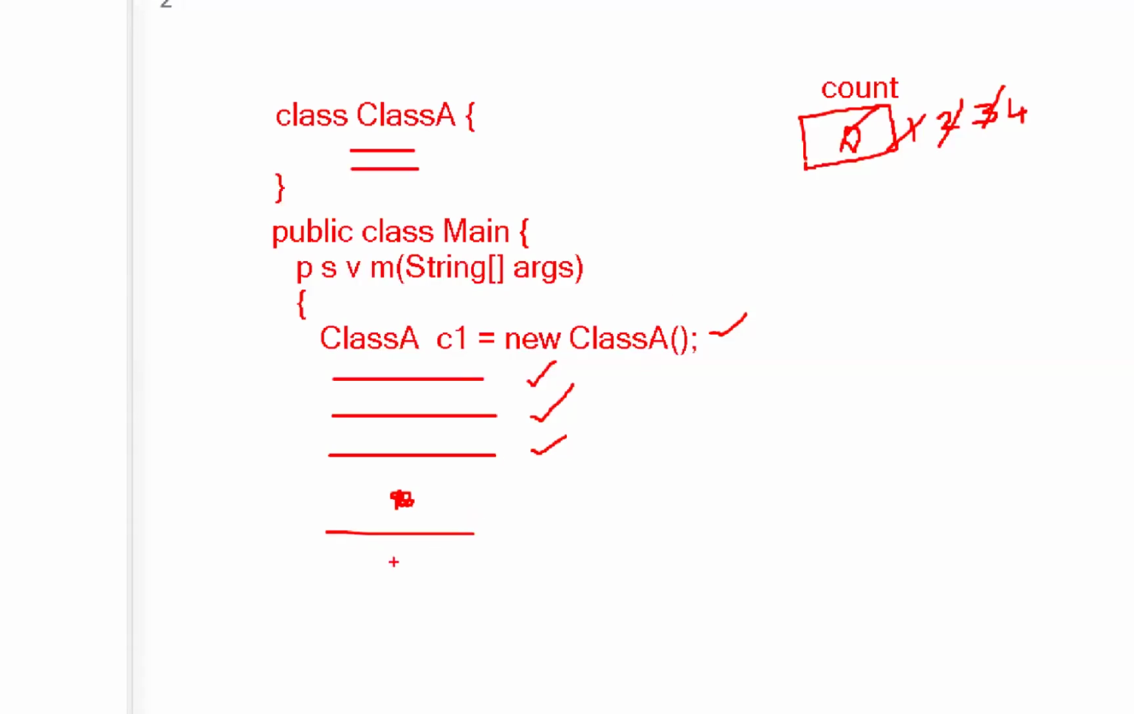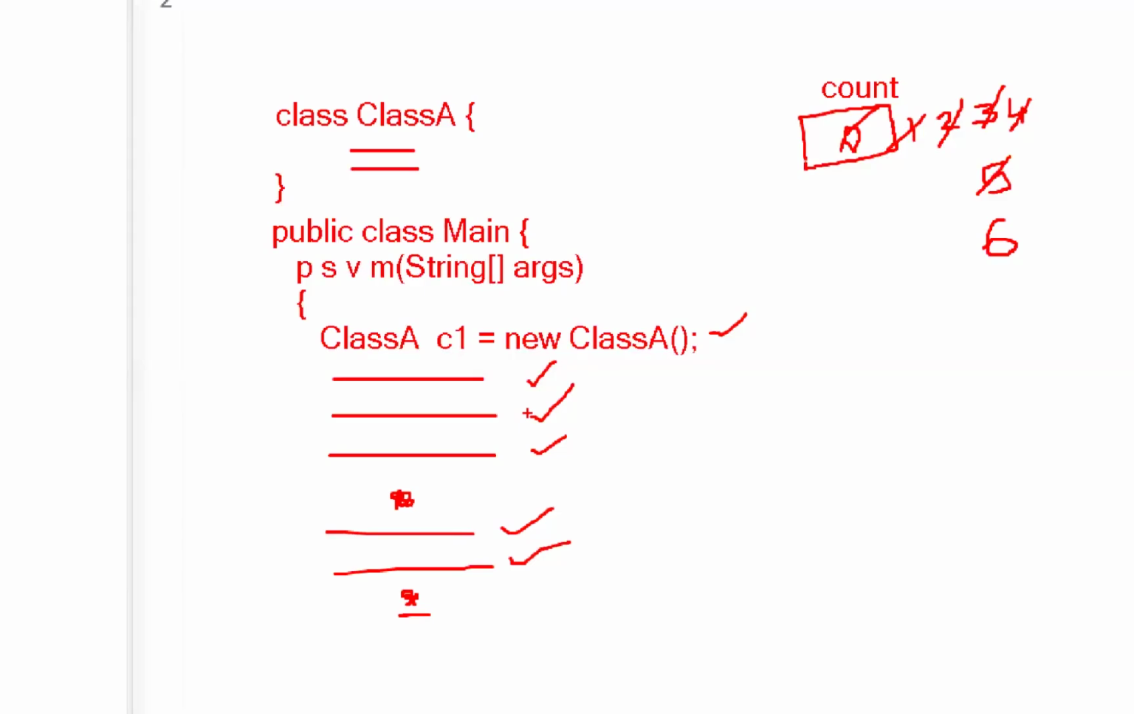Suppose next I'm creating one more object. Again, I want to display the count value here. When the new object is created here, again count is incremented. Now the count becomes how much? 5. If another object is created, count becomes 6. If I display the count here, how much value will display now? 6.